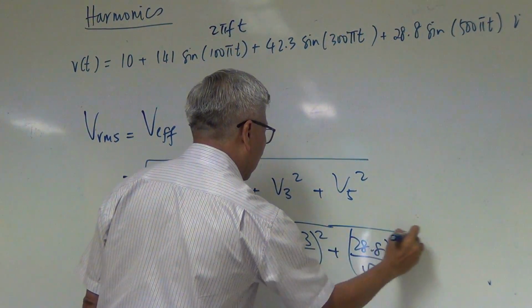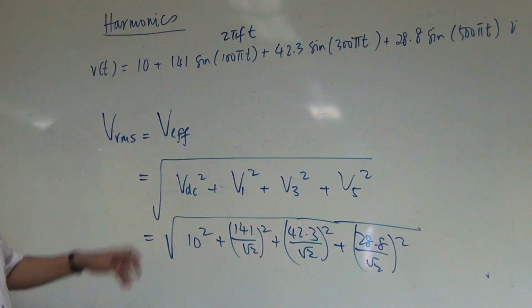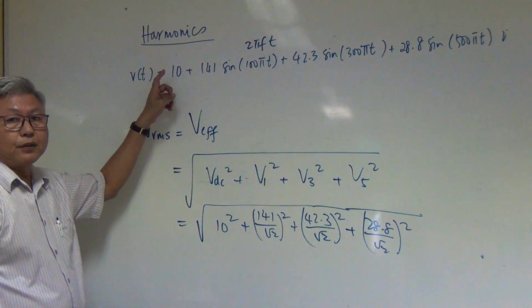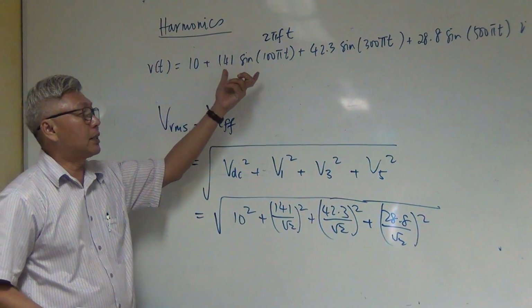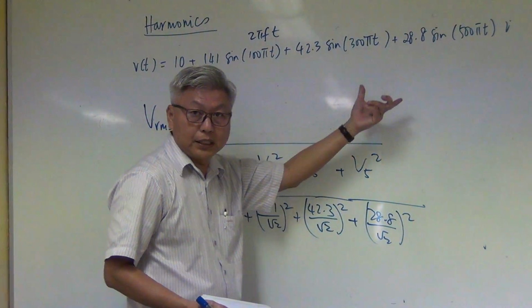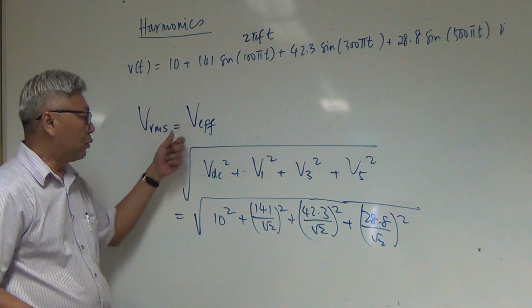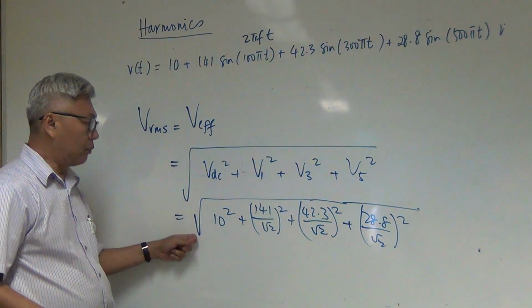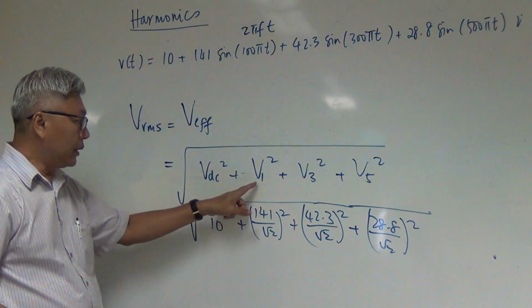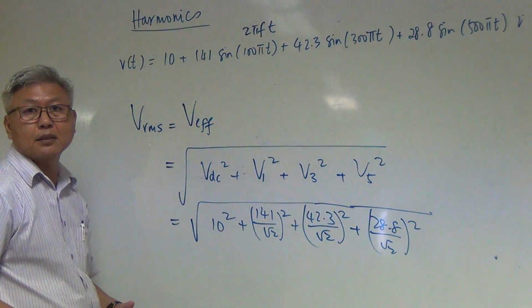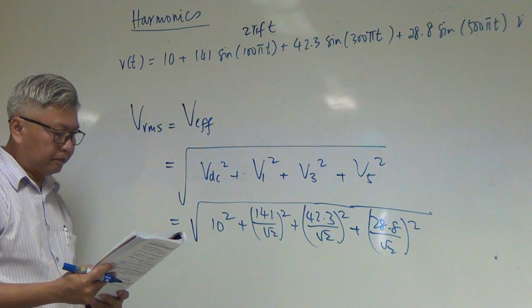So for a voltage signal that consists of a DC value as well as harmonics of different frequencies, when we are asked to find the root mean square or the effective value, make use of this formula, and that's the way you do it. Always remember this means RMS.